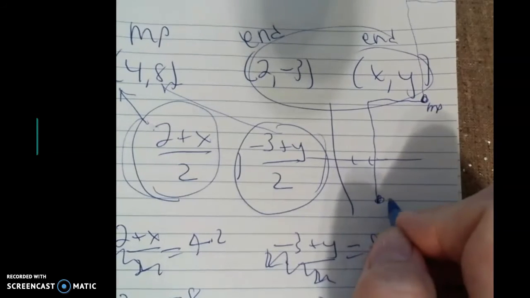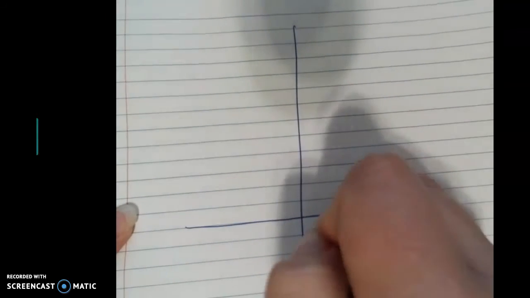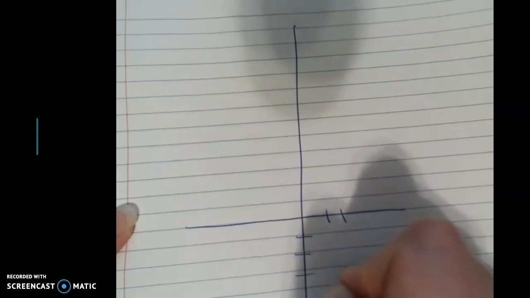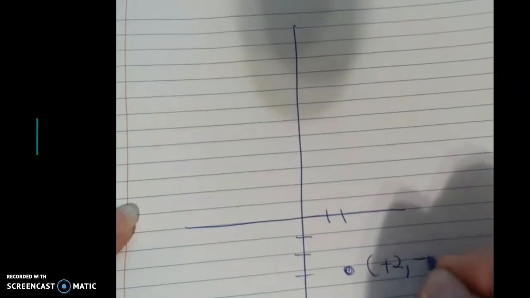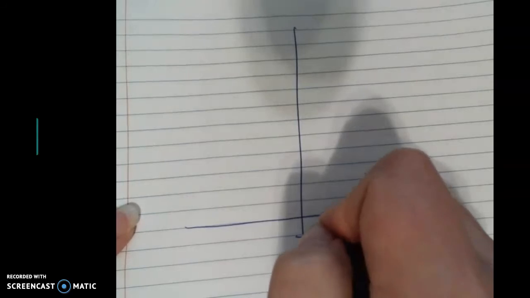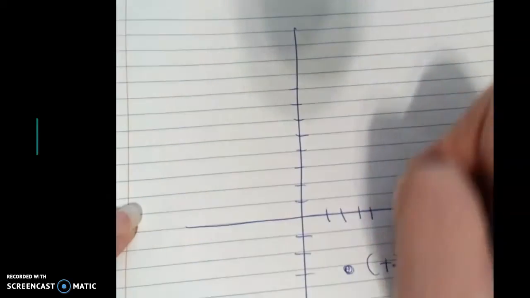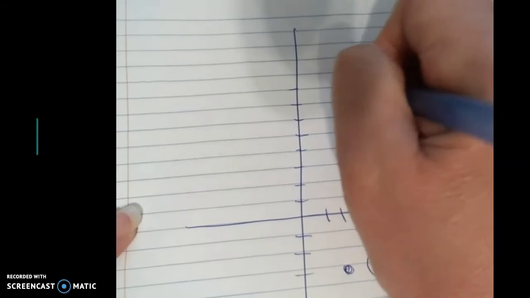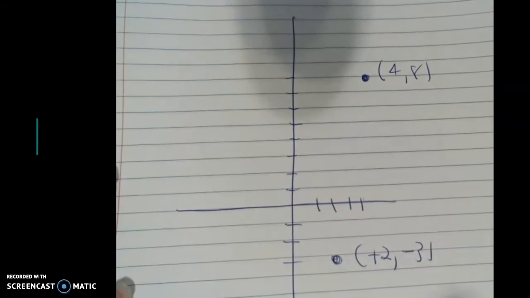All right, now does that make sense? Where were we at? This one, I just kind of graphed here. Let me try to actually make it to scale a little bit. So if I have 2, -3, okay, so here's positive 2, -3. All right, and then the other one was 4, 8, 1, 2, 3, 4, 5, 6, 7, 8. Okay, 4, 8. And this one was what? That's the midpoint at 4, 8. Okay, so let's see.